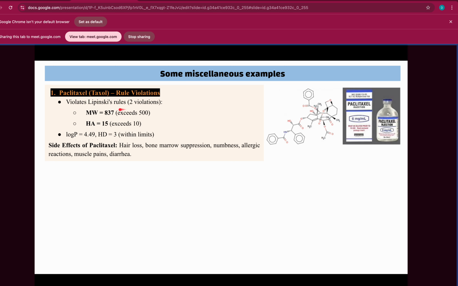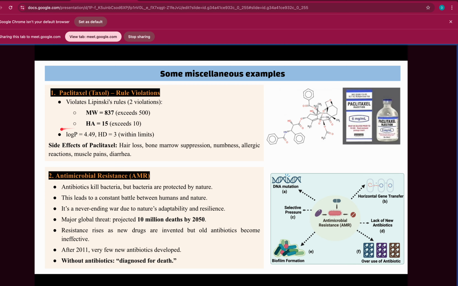But due to these 2 violations, there were certain side effects of this particular drug, such as hair loss, bone marrow suppression, numbness, allergic reactions. So this is to show you Lipinski's rule. If a drug follows all these rules, it's most likely that the drug will be safe. But if it disobeys any of these rules, then it could have certain ill effects or side effects in the later future. So these were some side effects.